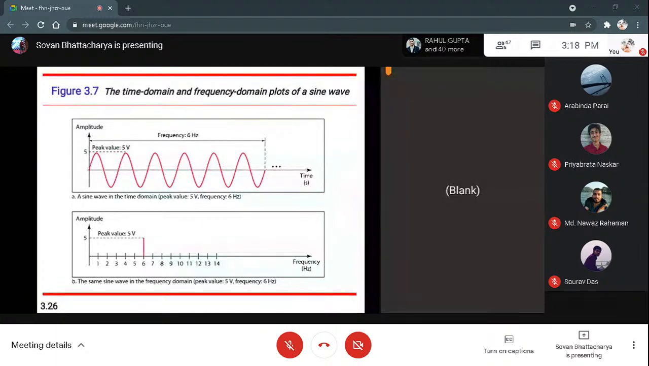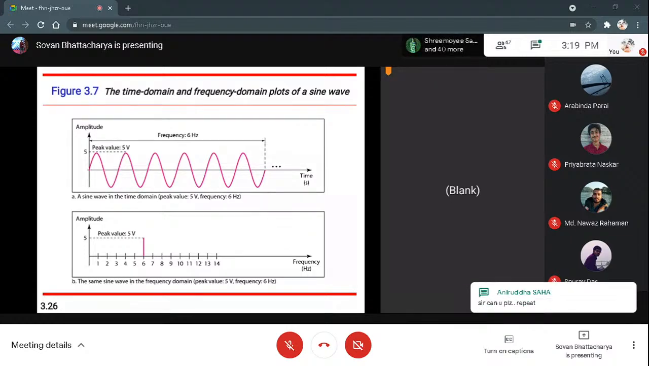Here it says a time domain and a frequency domain plot with the sine curve. The total frequency is 6 hertz. The peak value is 5 volts, so this is the amplitude. When we convert to digital, we only have to consider the 5 volts. So 5 volts is the peak value, the amplitude, and the frequency is 6 hertz.